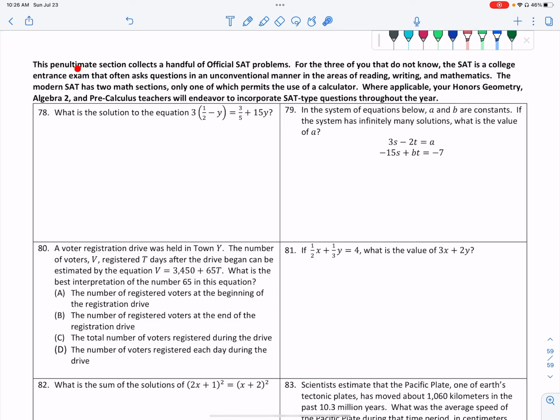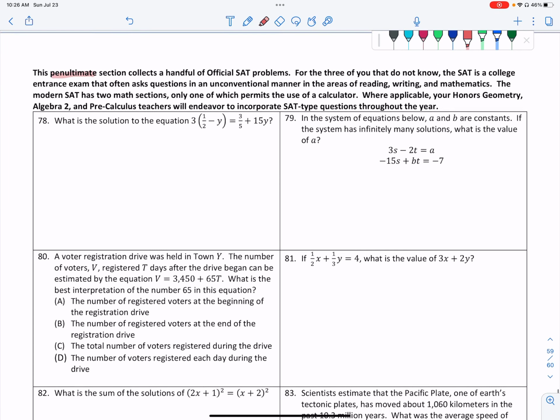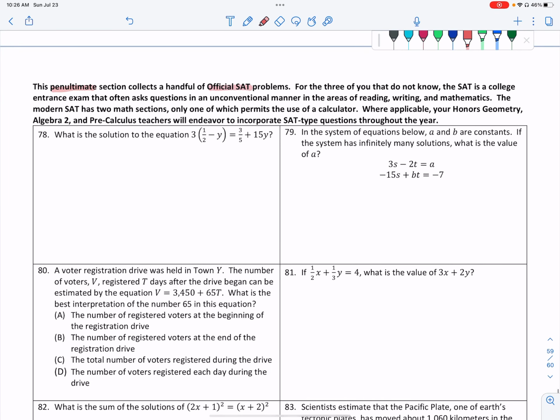This penultimate section collects a handful of official SAT problems. The word penultimate, if you didn't know, just means next to last. We got one more section after this. Okay, official SAT problems, they were taken directly from SAT tests, or actually released SAT tests.